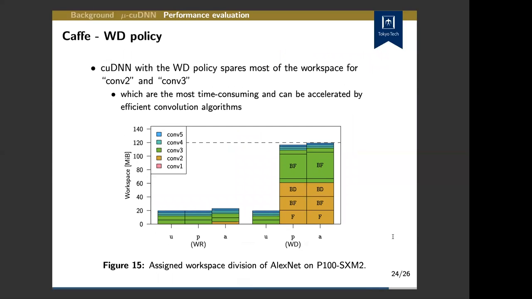This figure shows the visualization of the assigned total workspace for AlexNet with workspace reuse and workspace division. We set the same total workspace limit, but workspace division allocates more workspace for conv2 and conv3, implying that microcuDNN can spare more memory for time-consuming layers by using its ILP optimizer.